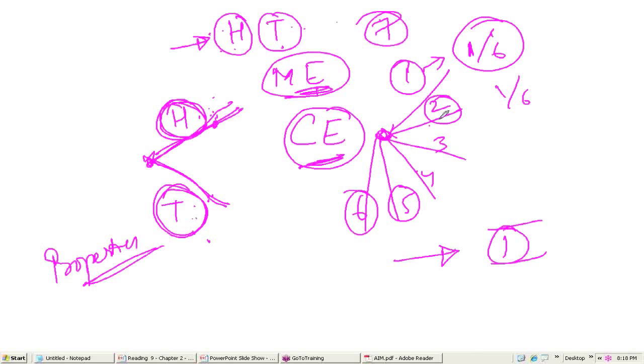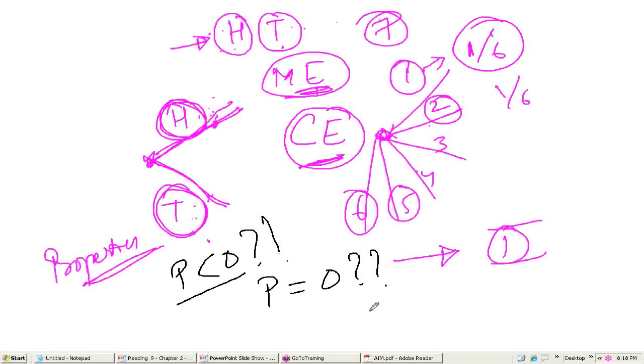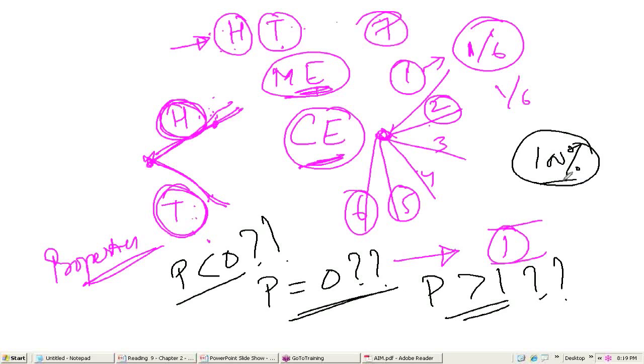What is a property of probability? Can probability be negative? You cannot have a case of probability being negative. Can probability be 0? Yes, probability can be 0, since some things are impossible. For example, what is the probability that you will be alive without air? The probability is 0. Can probability be greater than 1? No, probability cannot be greater than 1. You cannot have more than 100%. When you have 100%, it means that the probability is 1.